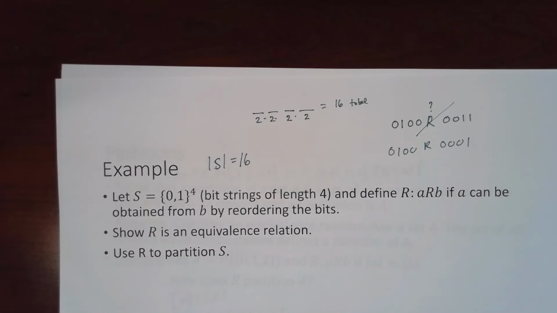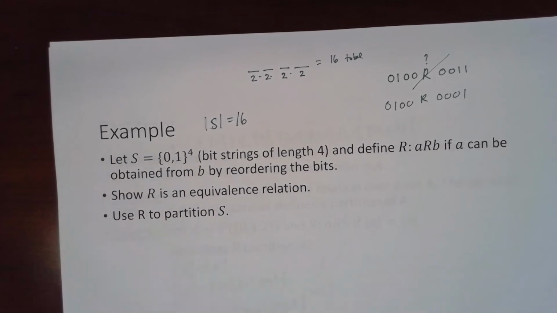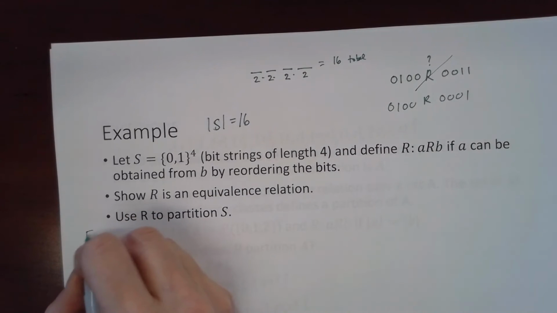So we want to do two things. We want to show that this relation is an equivalence relation. And then after we've convinced ourselves that it's an equivalence relation, we're going to find the partitions of our set S. So first of all, we'll show that it's an equivalence relation.